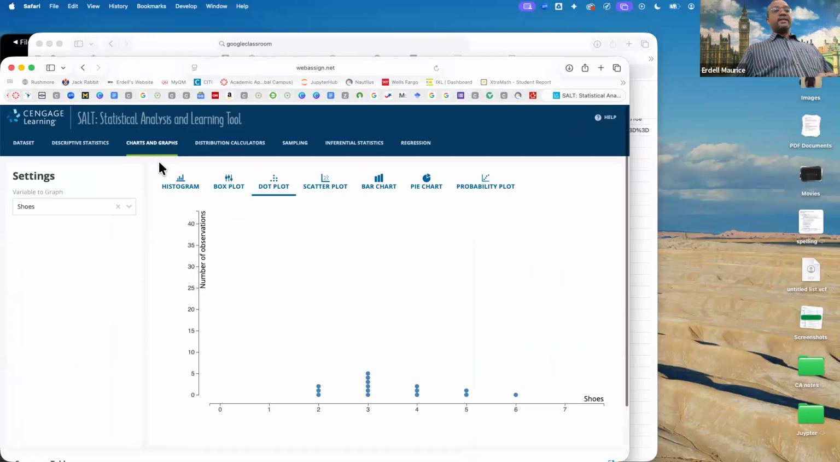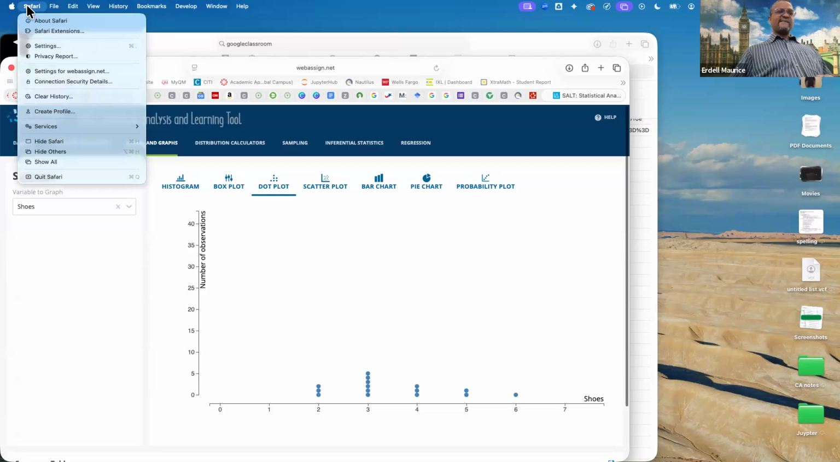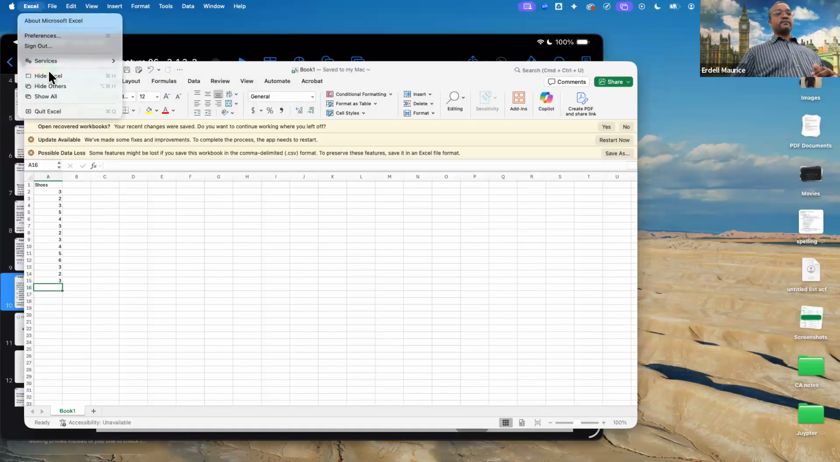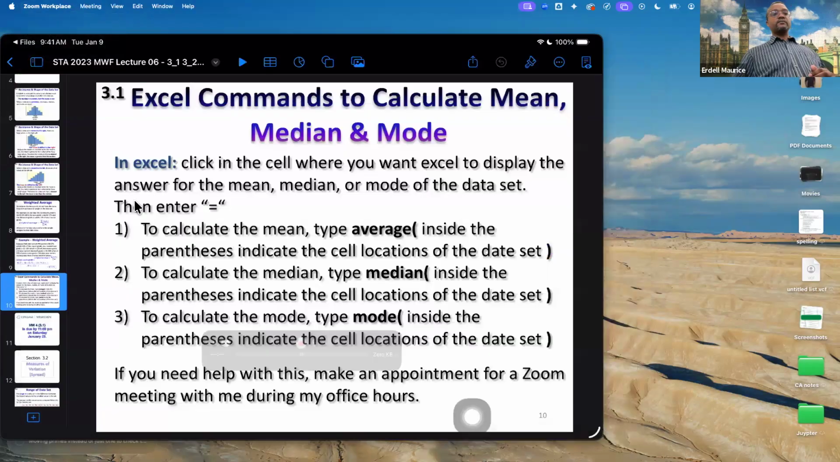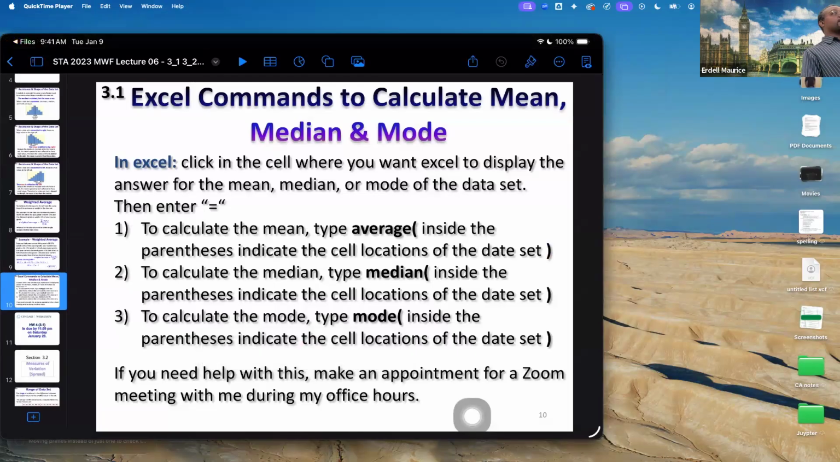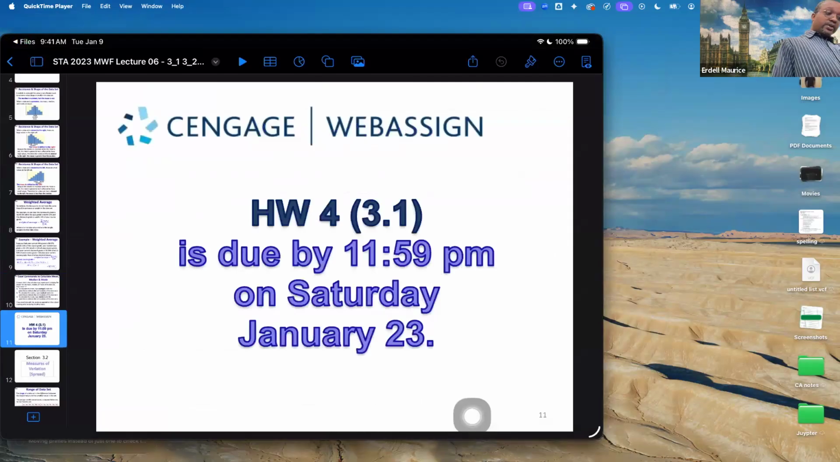All right, cool. So let's get back to what we were doing. All right, so this is basically how they did it back in the old days using Excel. You guys ever used Microsoft Excel before? How to type in the equations? But these days we just do it in Salt. All right, so you can get started on your 3.1 homework.